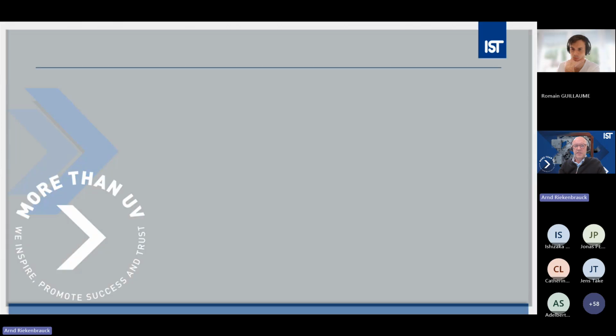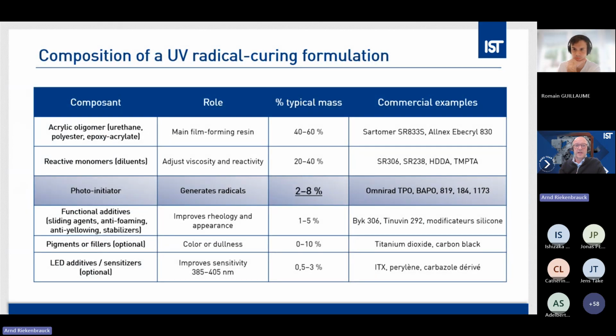Well, okay. So the right answer is 2 to 8% on average. There are always exceptions, but on average it's 2 to 8%, besides oligomers, reactive monomers, additives, pigments, and sensitizers. So on average, we find 2 to 8% in commercial formulations.